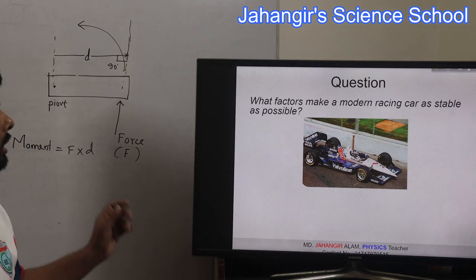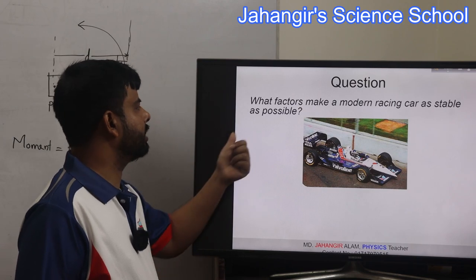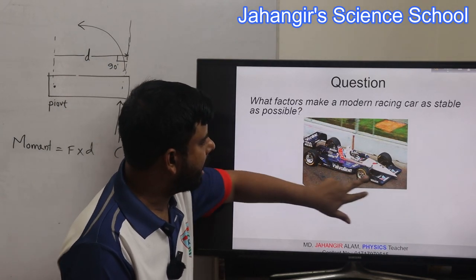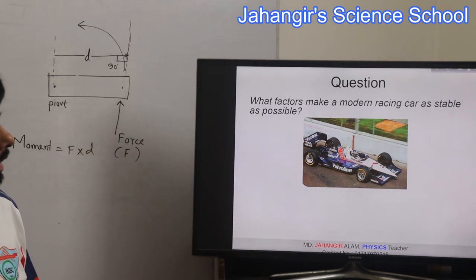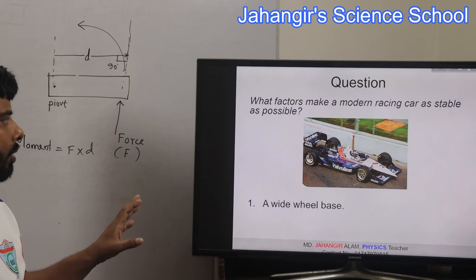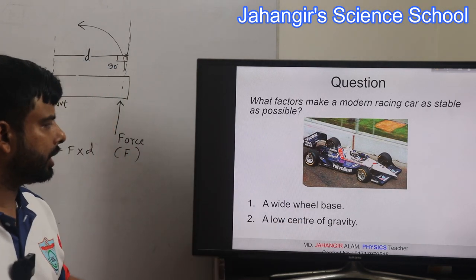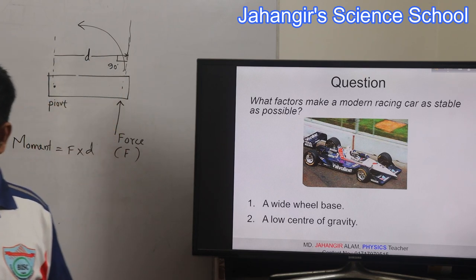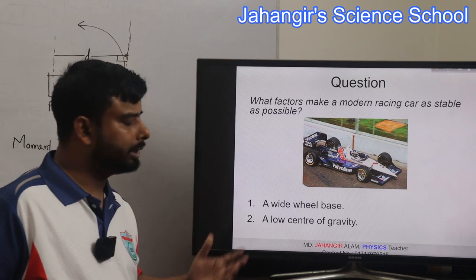So what factors make a modern racing car as stable as possible? Look at the picture. Here the car has a wide base, so a wide wheelbase is required here, and a low center of gravity. Look at the picture: the center of gravity of the racing car is in a lower position. That's why the racing car is stable.